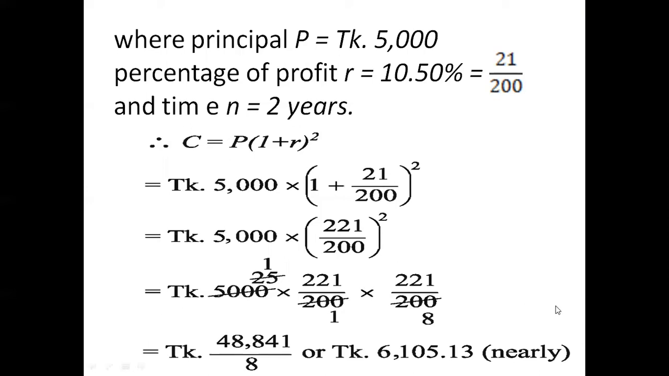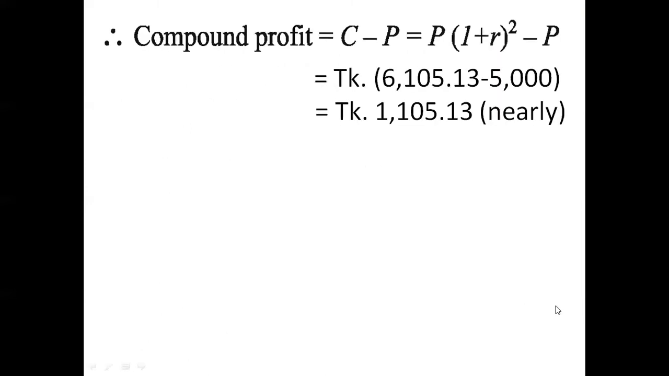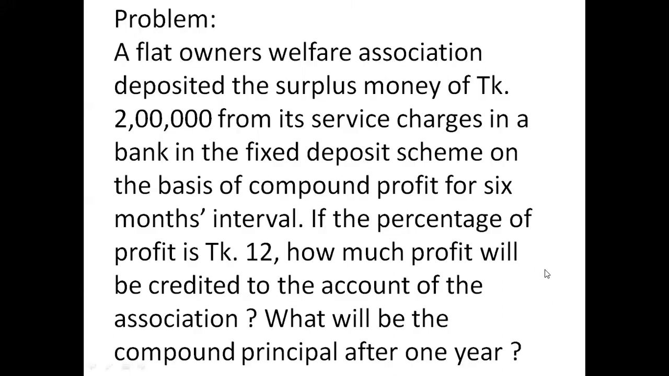So what will be the compound profit? The compound profit equal to C minus P, where C equal to P into 1 plus R square. Putting the value, we get the result 1,105.13 nearly. So this will be the answer. Let's start another problem.